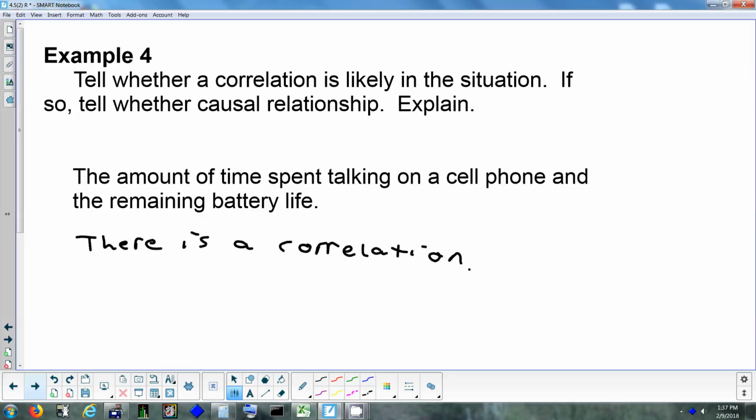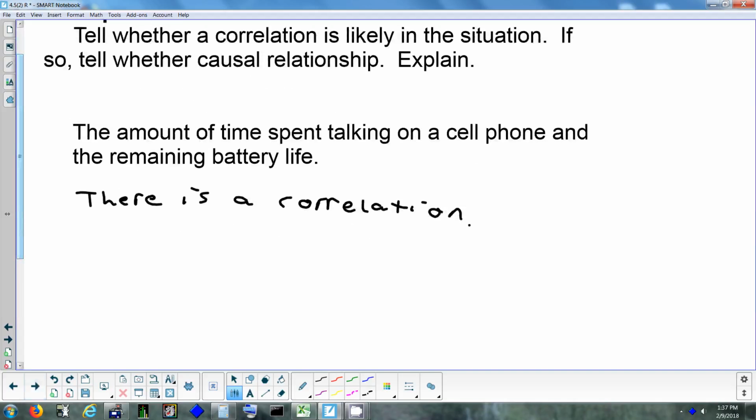The next question is, is this causal? If you don't change any settings, if you just leave the phone the way it is and you talk longer, will the battery go down? I said yes, that's causal. It's like the treadmill. You can't change the incline. You can't turn on a new setting to save power. Leave it the way it is.